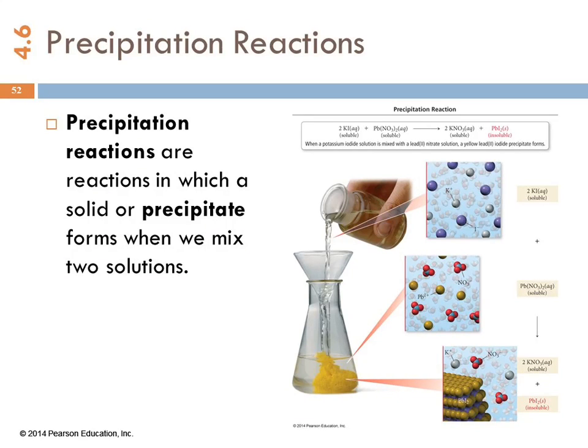Precipitation reactions. We've done precipitation reactions in lab already. Now we're going to learn what's going on. A precipitation reaction is a reaction in which we get a precipitate. That's what chemists call it, a precipitate.